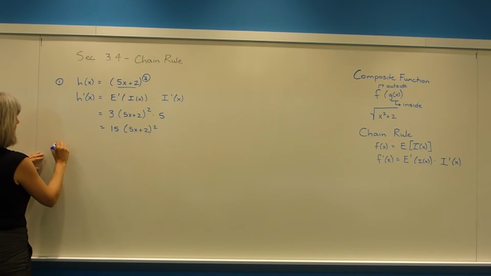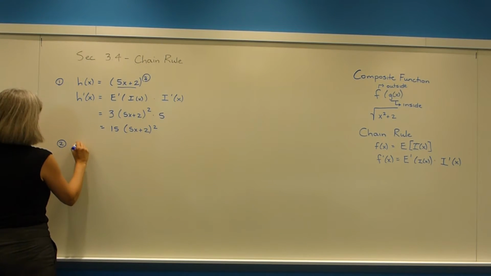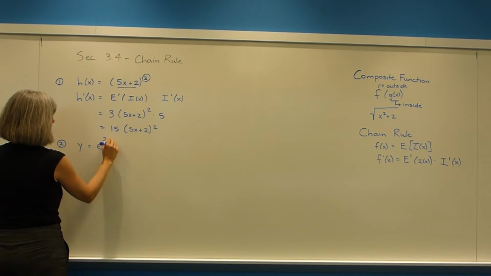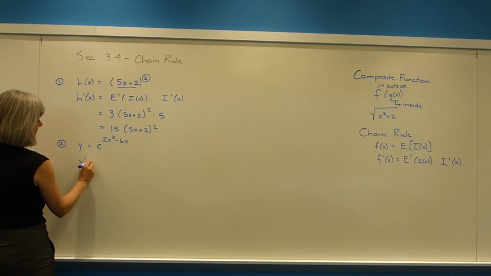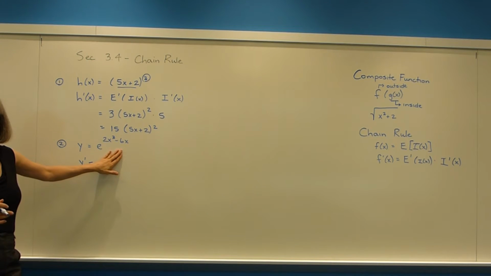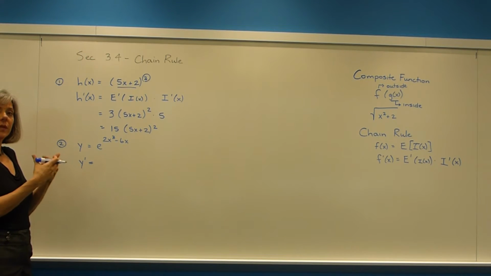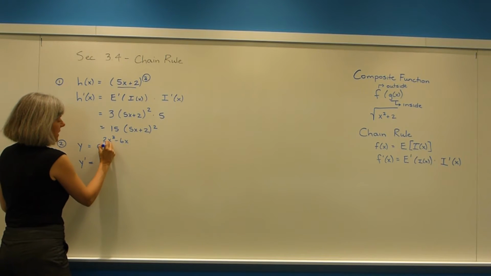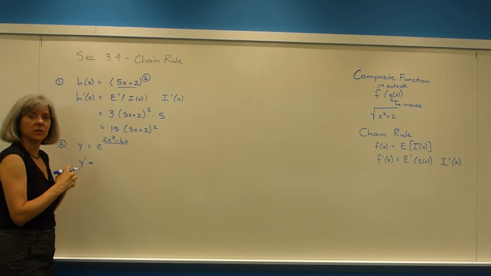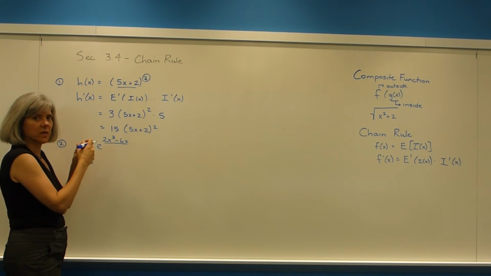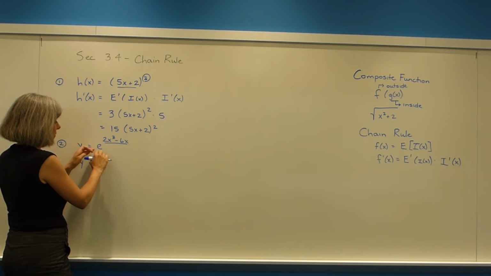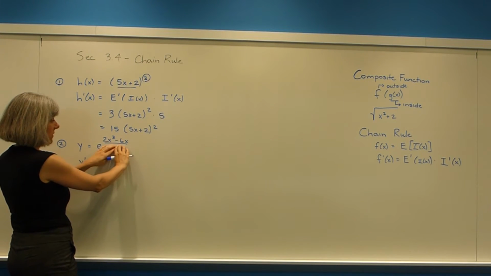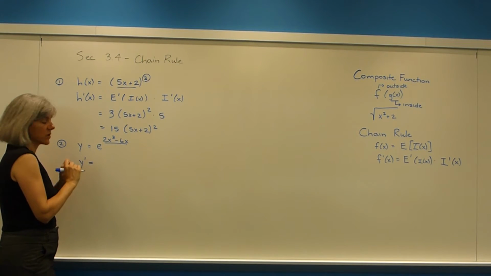Here's a second example. y equals e to the 2x cubed minus 6x, and we would like to find y prime. Okay, is this a basic function? No, it is not just an e to the x. So again, now we need to look for inside and outside functions. For exponentials, this is your inside function. That's what's going in, because remember, we're trying to split this apart into 2 functions we know the derivatives of. We know the derivative of e to the x, and we know the derivative of this. So this is our inside function.